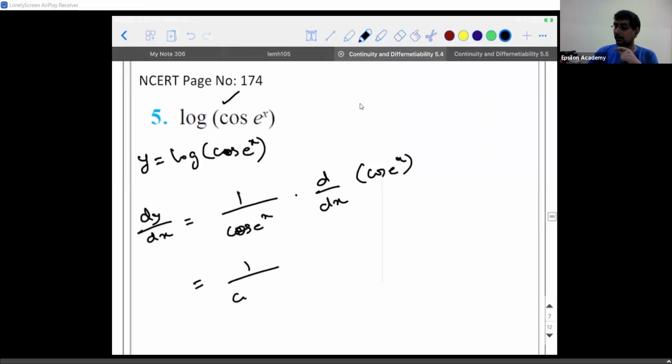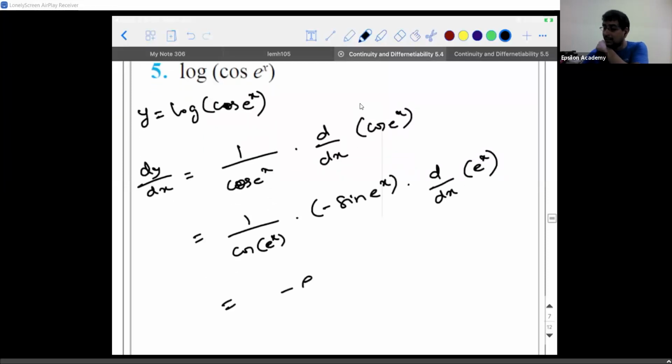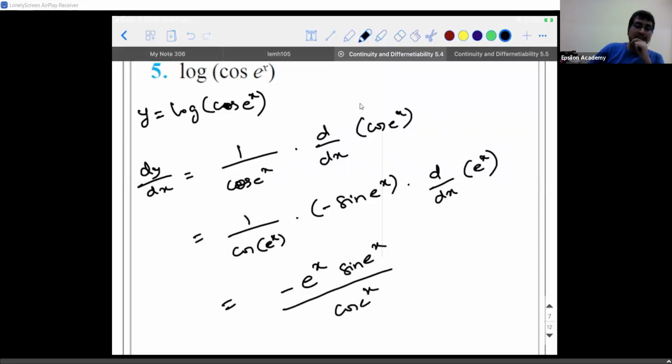So 1 by cos of e power x into derivative of cos of e power x is minus sine into e power x into d by dx of e power x. So this will be equal to minus e power x into sine of e power x the whole divided by cos of e power x. So the answer can either be left like this or you can write it as minus e power x into tan of e power x.